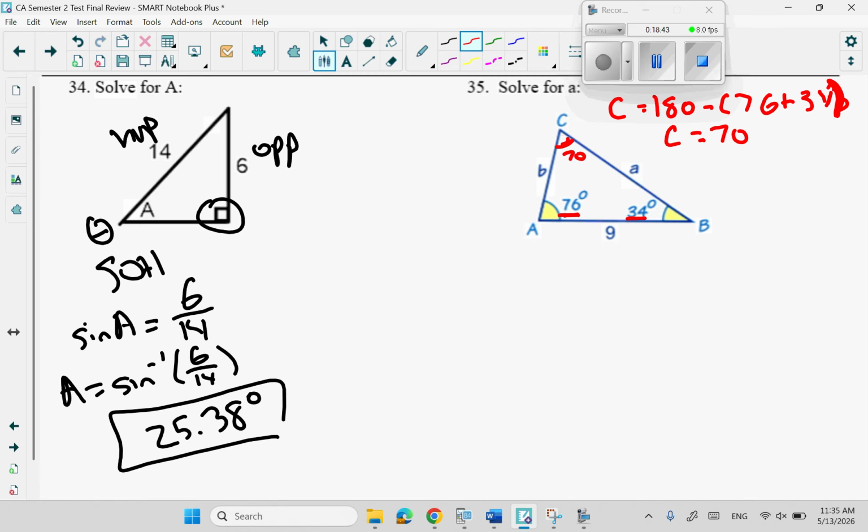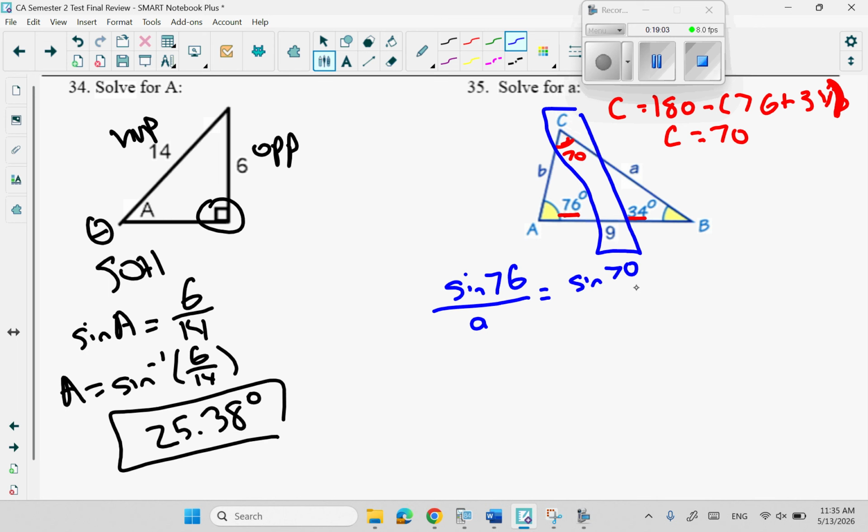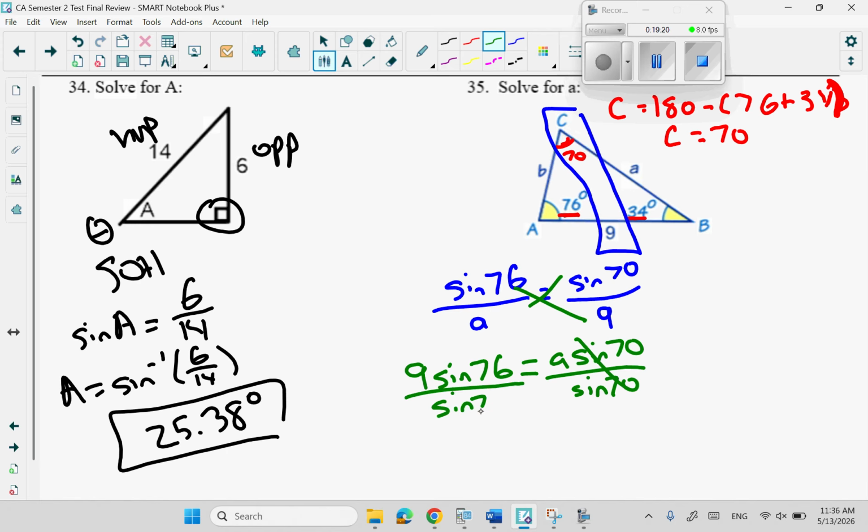So if I put 70 in for C, I'll notice I now have a pair. I have big C and little c, which means I can use law of sines here. So I can do sine of big A, so 76, over little a, has to equal sine of big C, or 70, over little c, which is 9. We can cross multiply, so I'm going to get 9 times sine 76 equals a times sine of 70, and then I can divide by sine of 70. And I can type this whole thing right into my calculator.